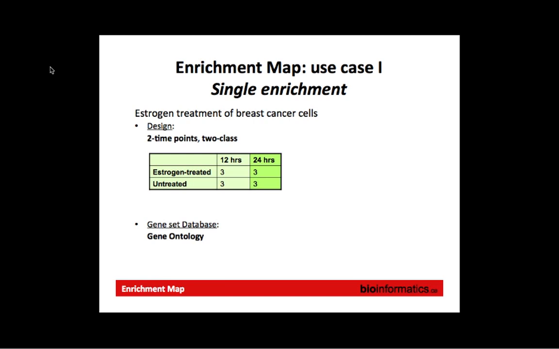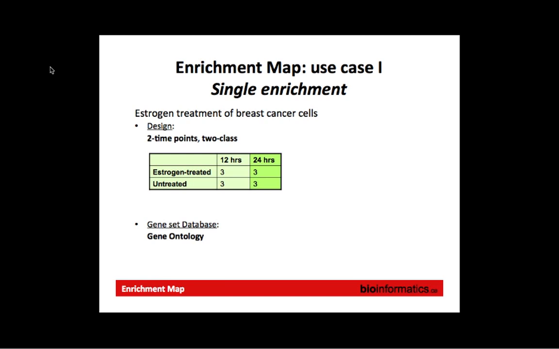For these examples, we analyzed a published gene expression data set examining estrogen treatment of breast cancer cells. In this experiment, they took breast cancer cells, treated them with estrogen, and measured gene expression. They also measured gene expression in an untreated control. They had three samples at 12 hours, and they did the same experiment at 24 hours, and they were interested in the difference in changes in gene expression between these two time points.